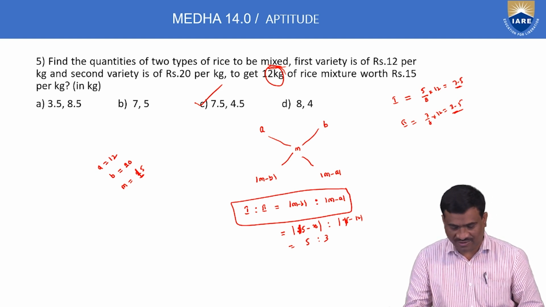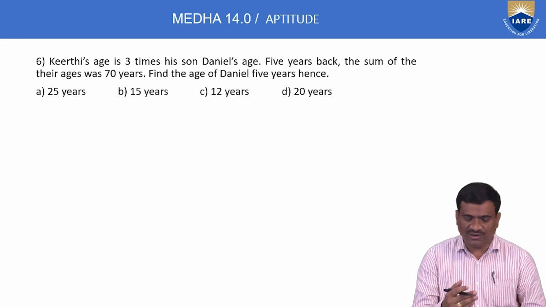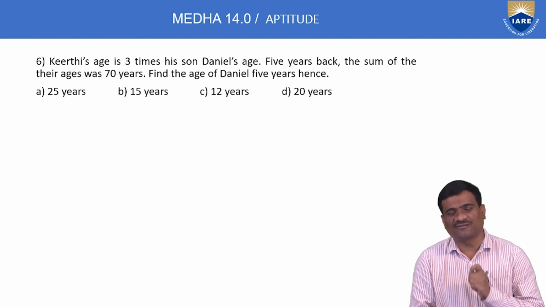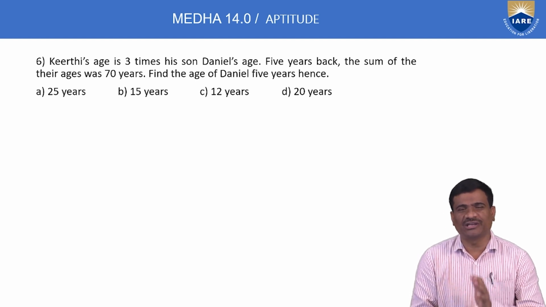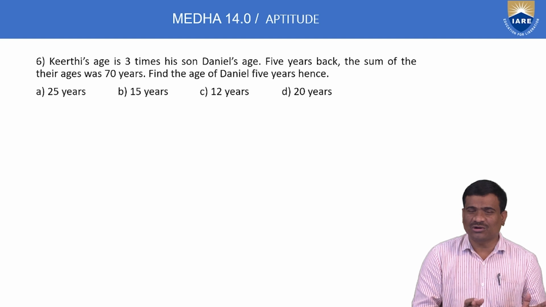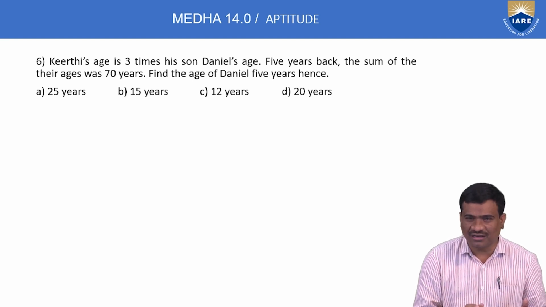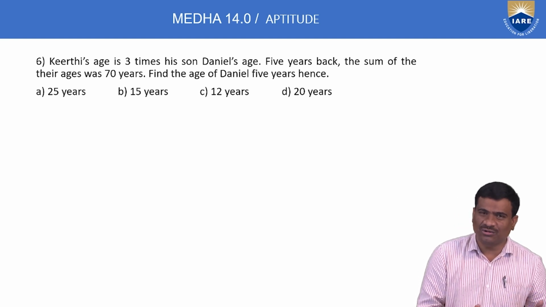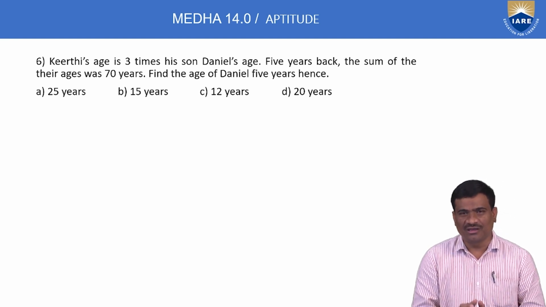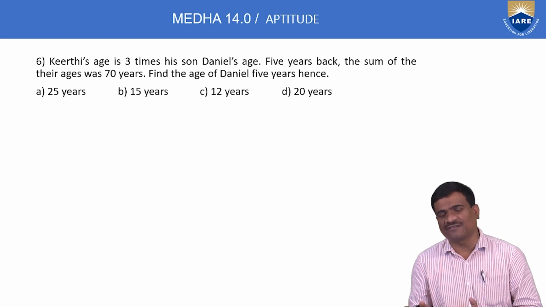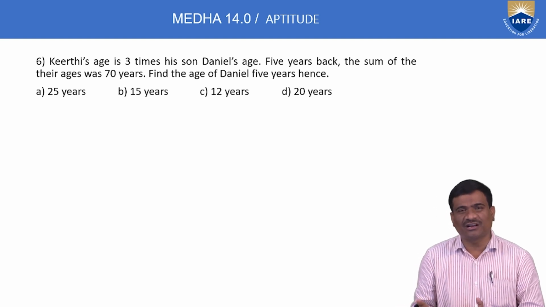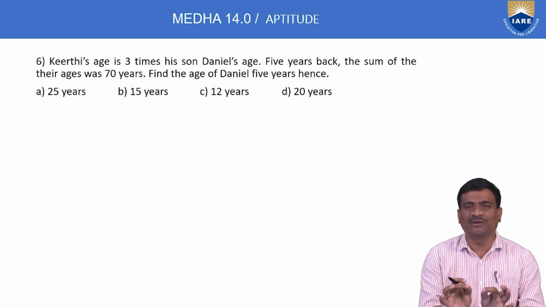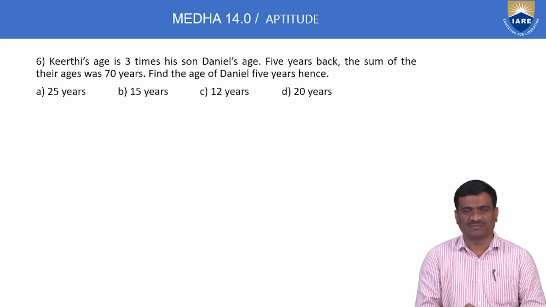Okay, right. Next, sixth one, ages concept. Ago, present, after, important terminology only. Ago convert into present, addition operator. Present convert into ago, minus operator. Present convert into after, plus. After convert into present, minus. This terminology only is important to the ages concept.